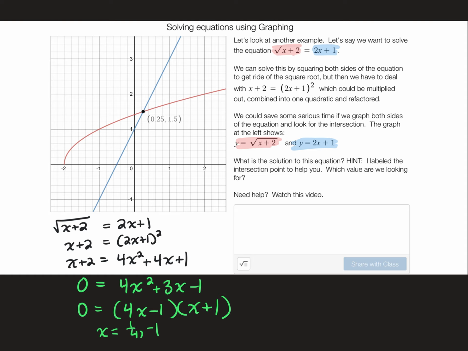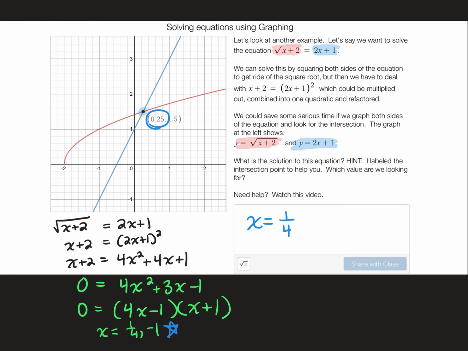Their intersection point, whatever x is at that intersection point, which is right here, it's kind of hard to see. Let me use blue here. That intersection point, whatever our x value is, is going to be our solution. So what we get is just x equals 0.25, which is 1/4. Now, that contradicts what we found when we solved it algebraically.